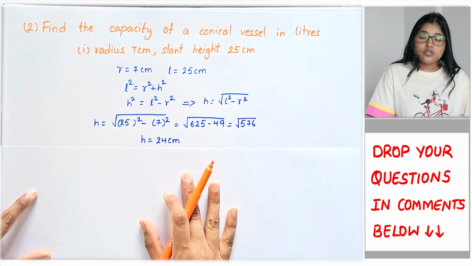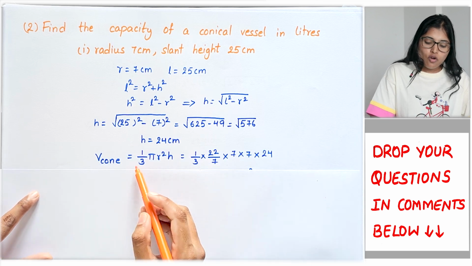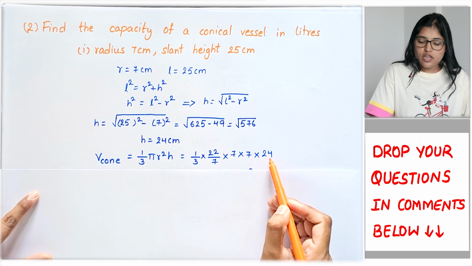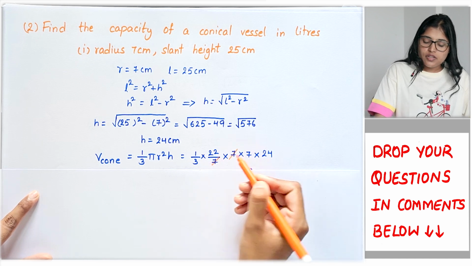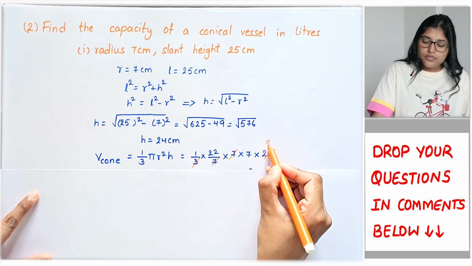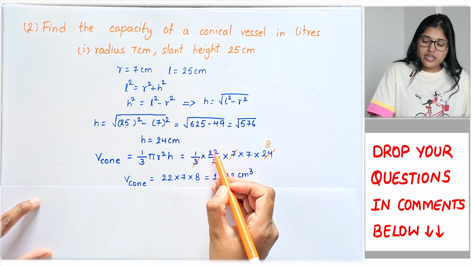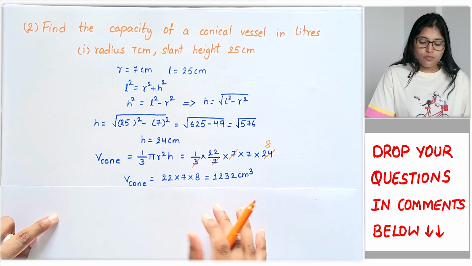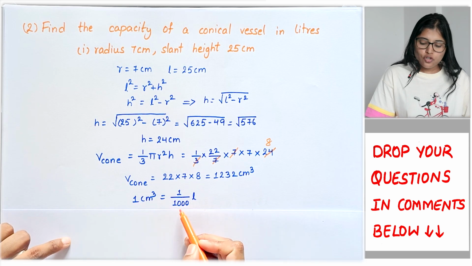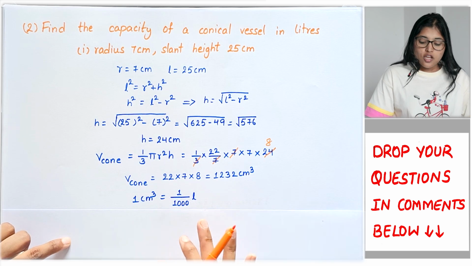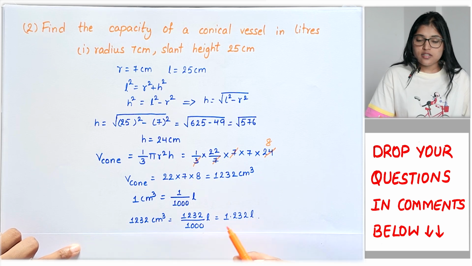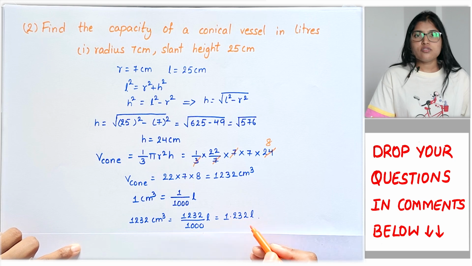Now I can substitute this value of h in the formula for volume, which gives me 1/3 into 22/7 into 7 into 7 into 24. Here 7 and 7 get cancelled and 3 ones are 3, 3 eights are 24. So I am left with 22 into 7 into 8, which is 1232 centimeter cube. Here I know that 1 centimeter cube equals 1/1000 liters. 1232 centimeter cube will be 1232 divided by 1000 liters, which will be 1.232 liters.